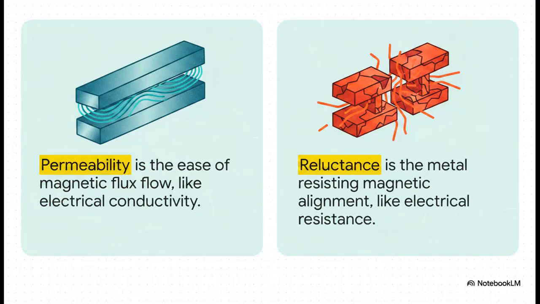It basically boils down to 2 competing properties within ferromagnetic metals: permeability and reluctance. Think of permeability just like electrical conductivity. It's how easily the magnetic flux lines flow through the material. Reluctance, though, that is exactly like electrical resistance. It's the metal fighting back, resisting the alignment of its internal magnetic domains. Your job as an inspector is to understand how your specific metal balances these 2 forces.